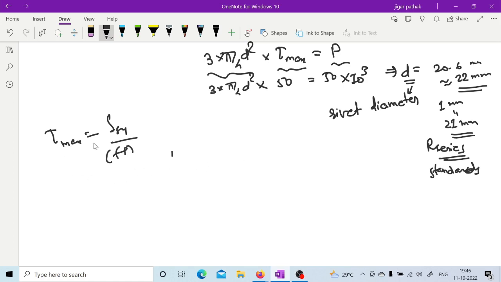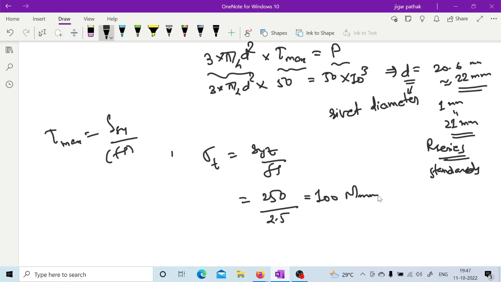So as you have calculated this tau max from this SSY and FS, sigma T can also be calculated from that SYT and FS. So SYT you already have as 250 and factor of safety is 2.5, so 100 Newton per mm square will be your sigma T. Once you have sigma T, again you can go for sigma T into the area on which it is acting. So here area will be whatever width minus 3 times the diameter of the rivet, right?